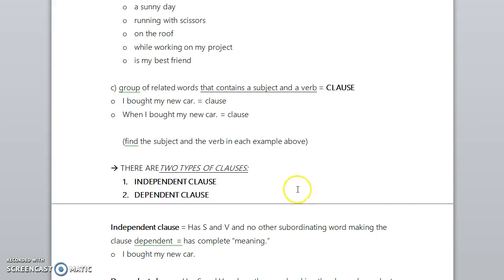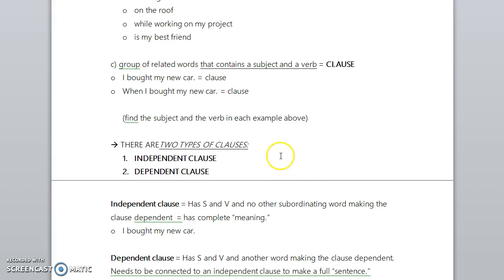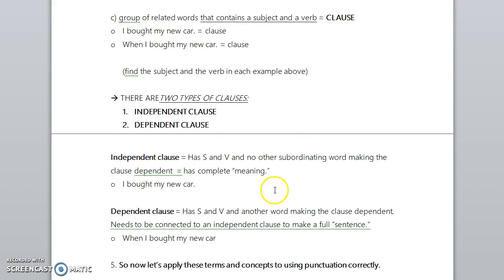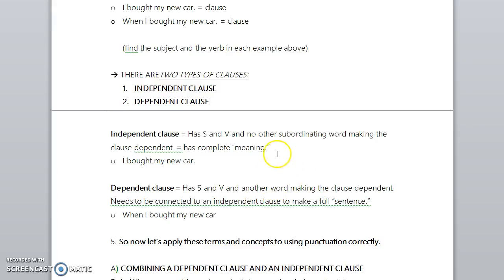Which leads us to the next thing that you need to understand, and this will become very important when learning to use punctuation. There are two types of clauses. There are independent clauses and dependent clauses. An independent clause has a subject and verb and no other subordinating word making the clause dependent. In other words, it has complete meaning.